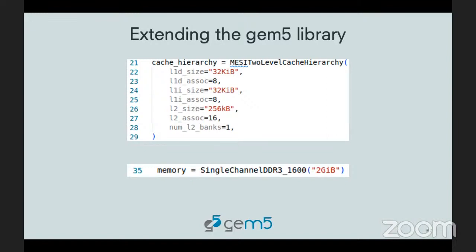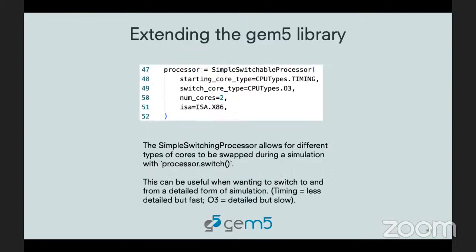The next slide is pretty cool, but it's probably going to make more sense when I talk about the simulation loop. We're going to have a different type of processor in this one. Remember, before we had a simple processor, and the definition of simple processor was a processor containing n number of cores all of the same type. Well, there's a simple switchable processor, which is a processor that can have cores that are swapped out for other cores. Why is that useful?